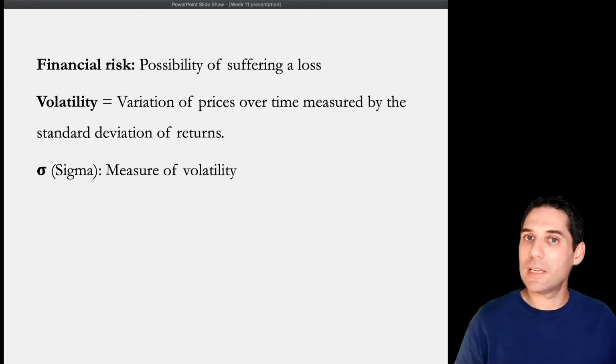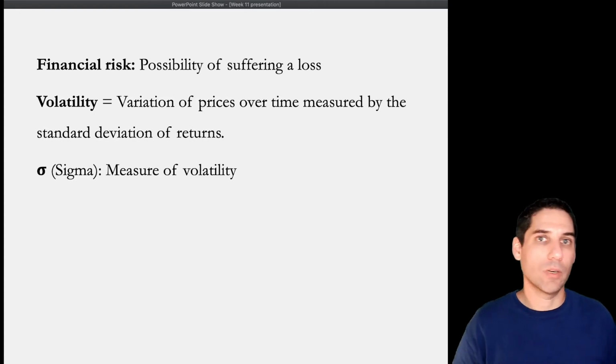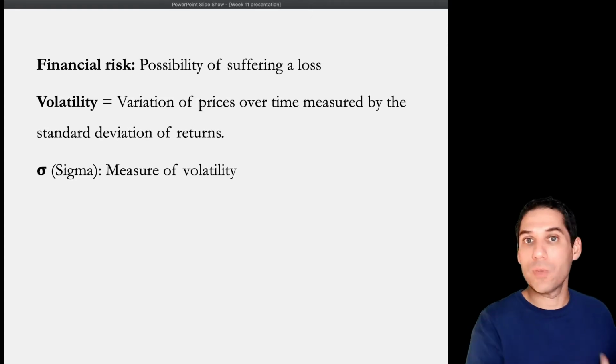So this is going to get a little weird, because we're going to spend some time talking about volatility, but then eventually we're going to say, oh, by the way, there's actually a better way of measuring risk that's different, and we're going to call that thing beta. But before we get to beta, first we need to talk about volatility.